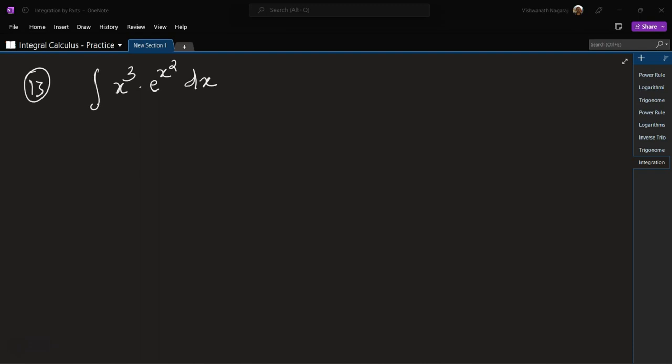Here which one will be u? Because although we have exponential, we also have this x square. Now think about it like this. This x cube can be split into x square times x. If we differentiate e to the power of x square, when we differentiate x square, we get 2x, right? So x will be there. So let's take u is equal to x square. So du would be 2x dx.